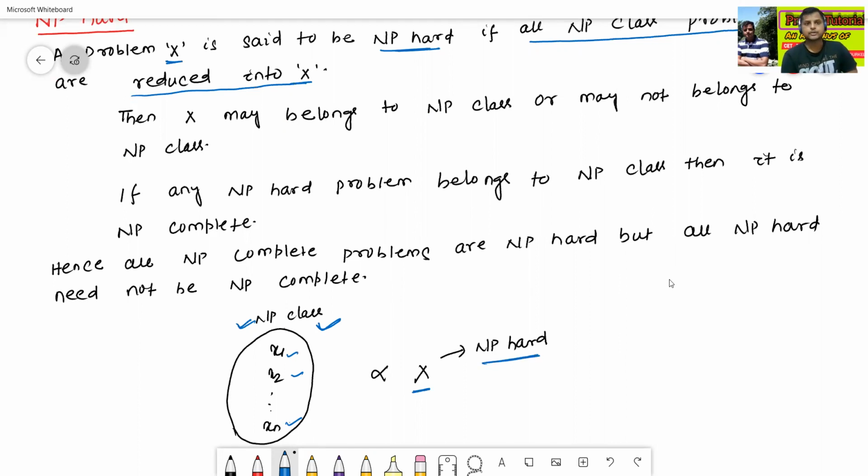Okay, clear about the definition? A problem X is said to be NP hard if all NP class problems are reduced into X. Then this X may belong to the NP class, or may not belong to the NP class. If any NP hard problem belongs to the NP class, then it is called NP complete.